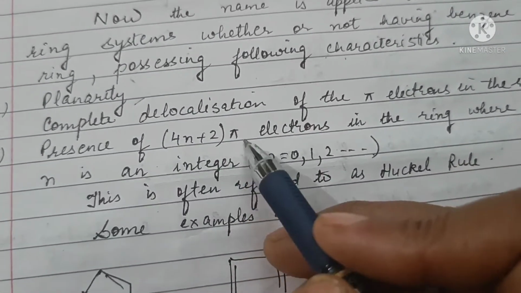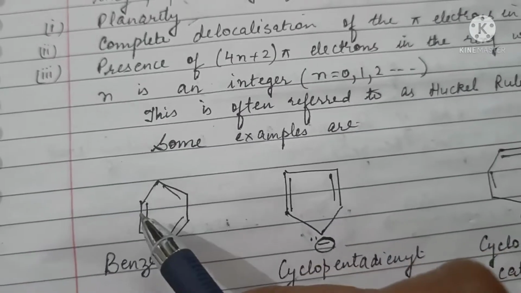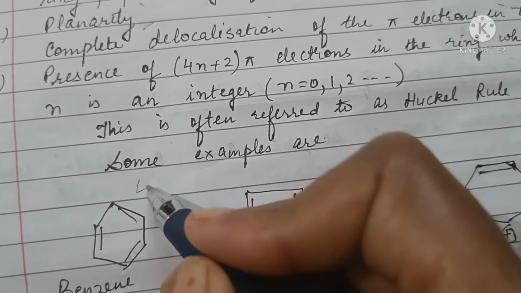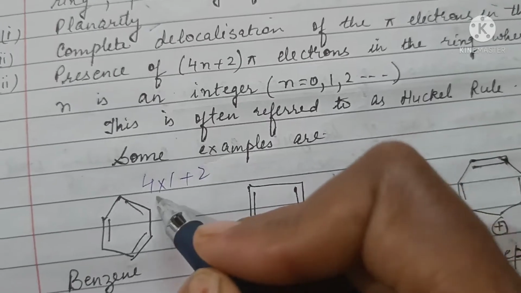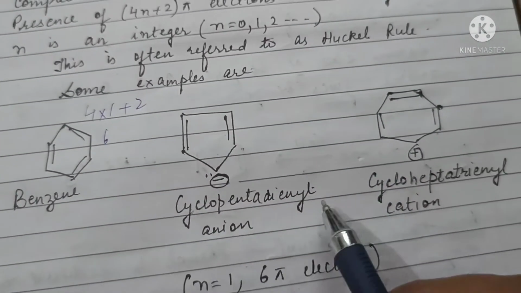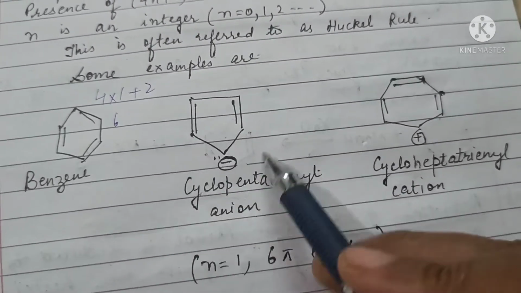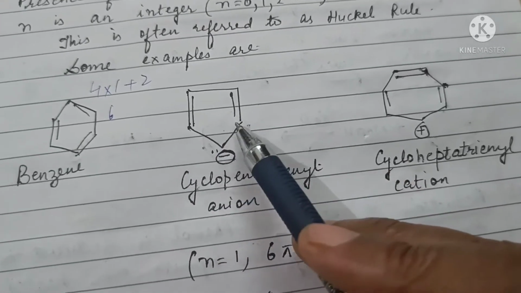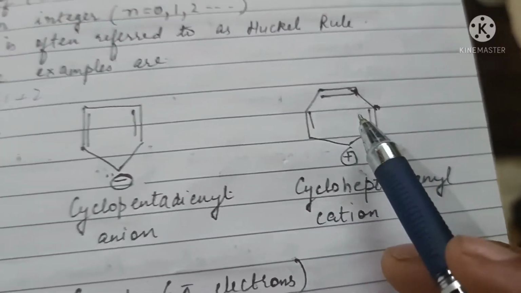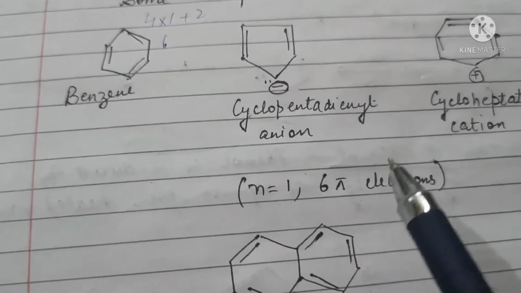So the number of pi electrons should be 4n plus 2, where n can be 0, 1, 2. For example, in benzene, the value of n is 1. So 4 into 1 plus 2, 4 plus 2, 6. So it has 6 pi electrons. Similarly, cyclopentadienyl anion also has 6 pi electrons moving all over the compound. Similarly, cycloheptatrienyl cation also has 6 pi electrons. So because they are obeying Huckel's rule, all these compounds are aromatic in nature.